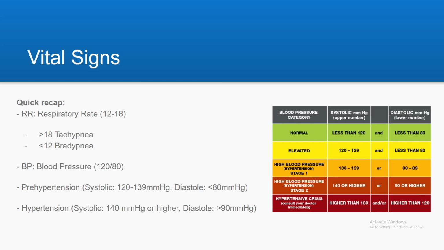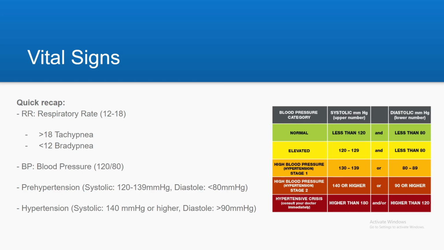So moving on to blood pressures. Normal blood pressure is 120/80. Patients with low blood pressure are classified as hypotensive. Patients who have high blood pressure are classified as hypertensive. Today we'll be talking about the different types of hypertension. However, I simplified it to prehypertension and hypertension.